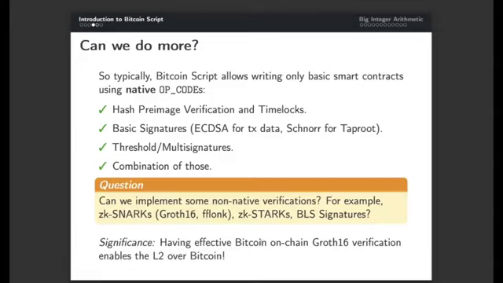And in order to do that, you need to implement some more complex verification mechanism in Bitcoin. So for example, you might want to implement ZK snarks, such as Groth16 or Fflonk. You might want to implement ZK snarks or even BLS signatures. So can we actually implement those?